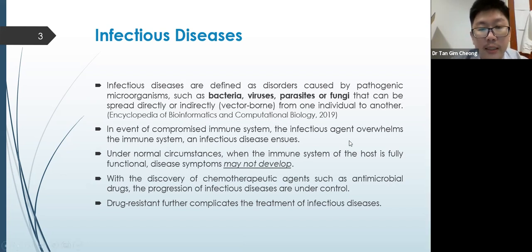So such as bacteria, virus, or parasite and fungus. These are a few important organisms that could lead to a disease state in an individual. Whether you can get it directly or you can get it indirectly. Those indirect approaches are normally spread by vectors. For example, the dengue virus and the malaria parasites are spread by mosquito.